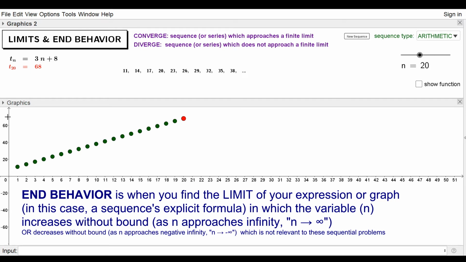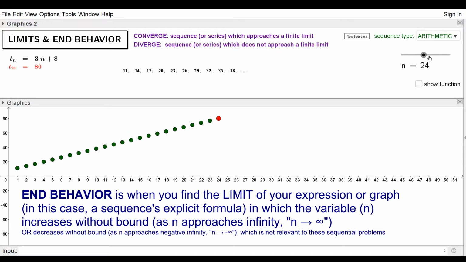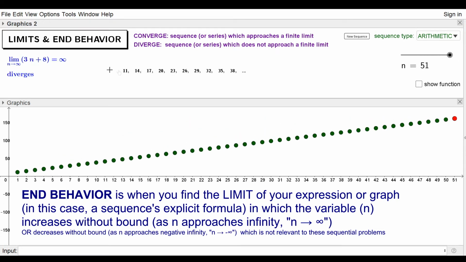Now, I could keep going, but I think it's pretty obvious that this is going in a straight line, because it is a linear relationship, and it's going to increase without bound. This sequence diverges. Something that is divergent, and it can be a sequence or series, does not have a finite limit. As we keep going all the way out to my 51st term, you'll see that we have a notation that's written in terms of limits. That's what LIM is. I would say that the limit as n approaches infinity of the quantity 3n plus 8 goes to infinity. And that makes this a divergent sequence.